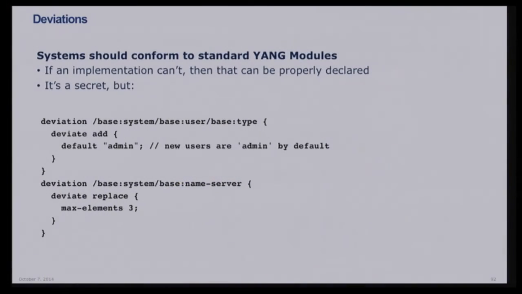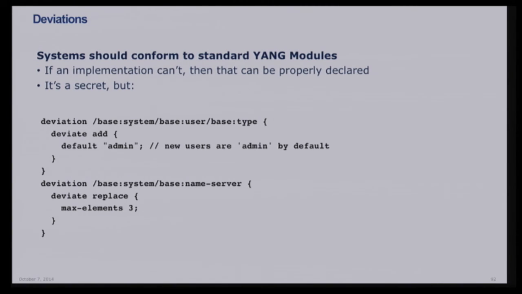So, deviations. This is something we reluctantly introduced. We realized that all implementations can't support all full standard models, even if we try to do the standard models very constrained and very pragmatic. So vendors can implement something called deviations. Deviations can actually be the extension that you use to replace or remove or add things that will break the semantics of a known module. So of course, it's a way out, if you like.